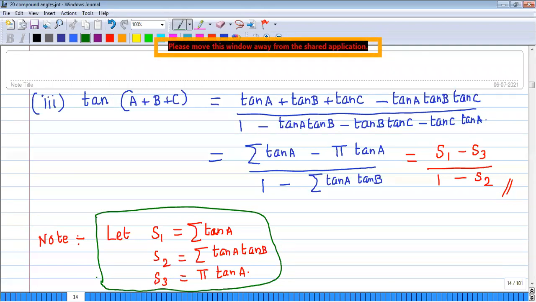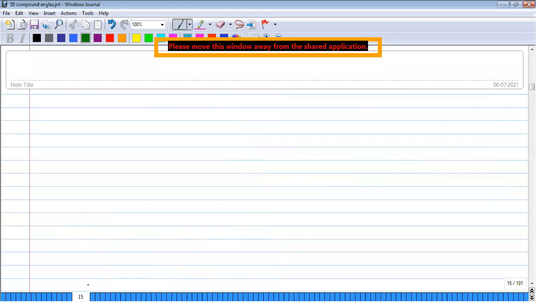Okay, now let us move to cot of A plus B plus C. It's not necessary, leave it, no problem.